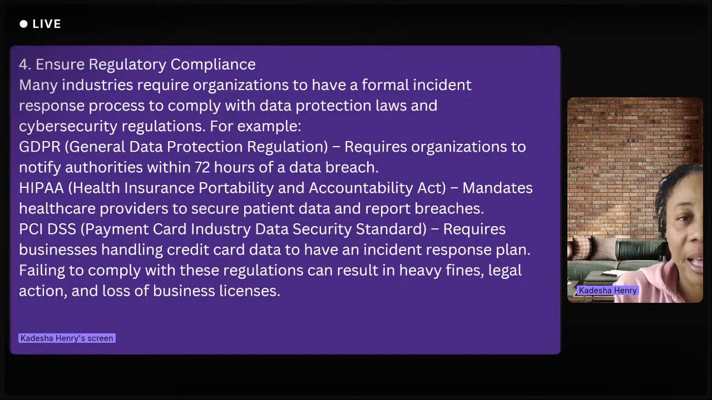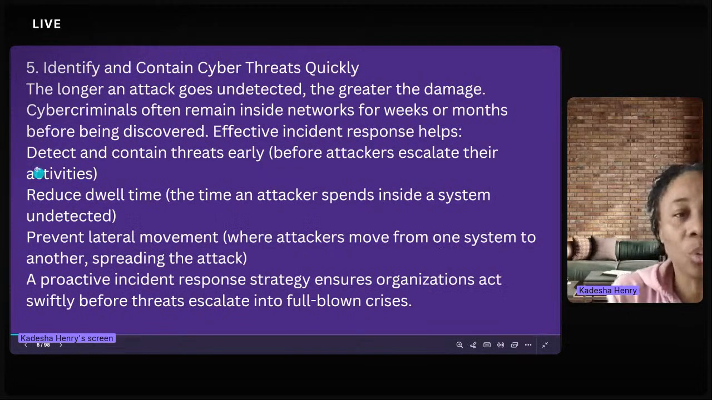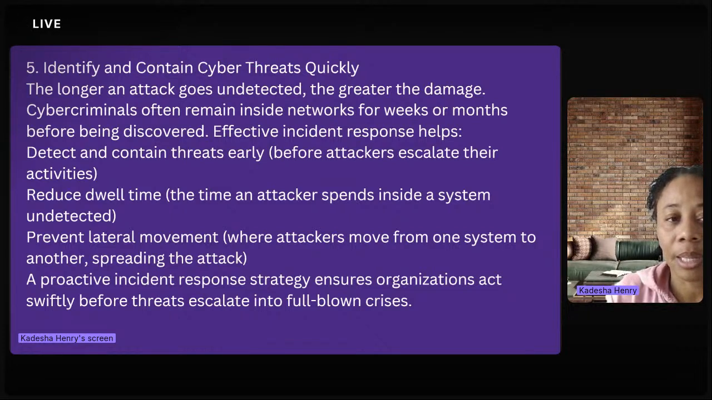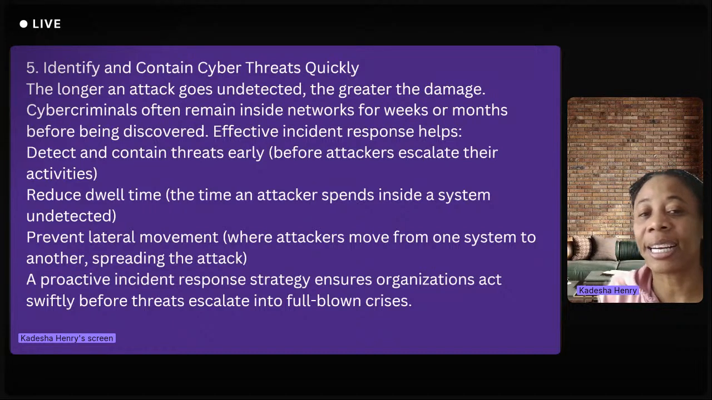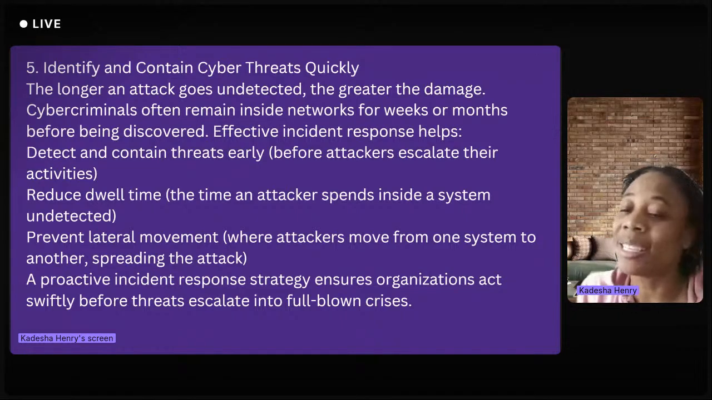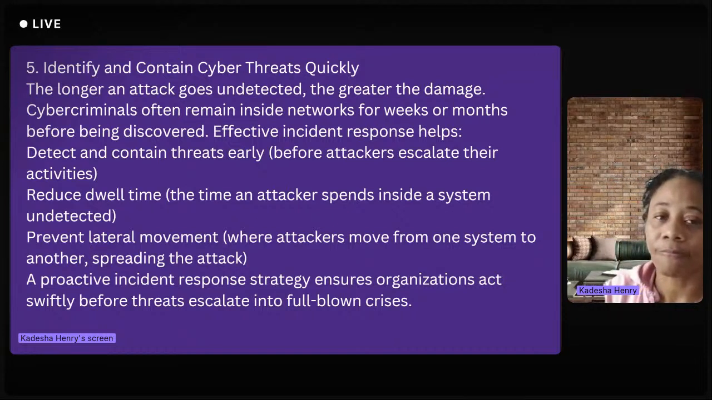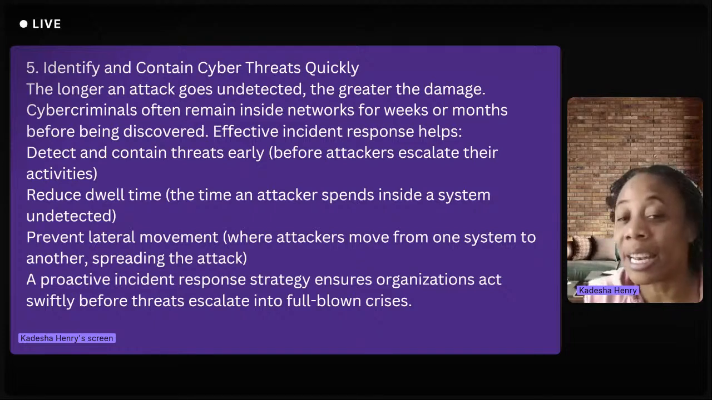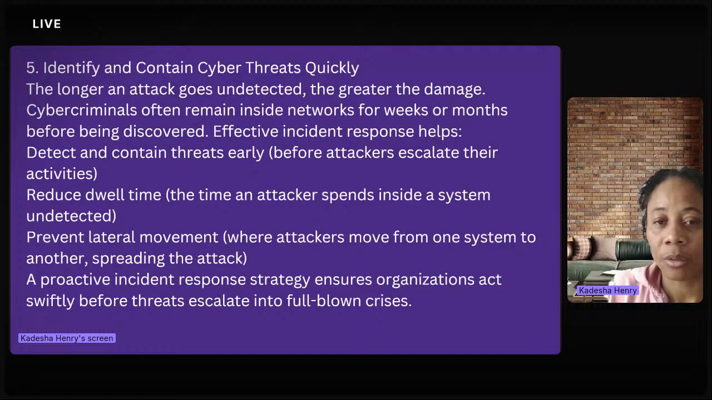Let's look at another reason we need it. Why do we need an incident response plan? It identifies and contains cybersecurity threats quickly. That's one of the reasons we need it. The longer an attack goes undetected, the greater the damage. Cyber criminals often remain inside a network for weeks, for months before any discovery can be made.